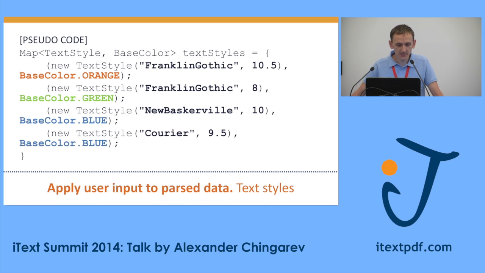Let's have a look at how the text styles map looks. This is simply a map which maps the text style of Franklin Gothic font of 10.5 points to orange color. It maps the text style of Franklin Gothic font of 8 points to green color. It maps the text style of New Baskerville font of 10 points and the text style of Courier font of 9.5 points to blue color.